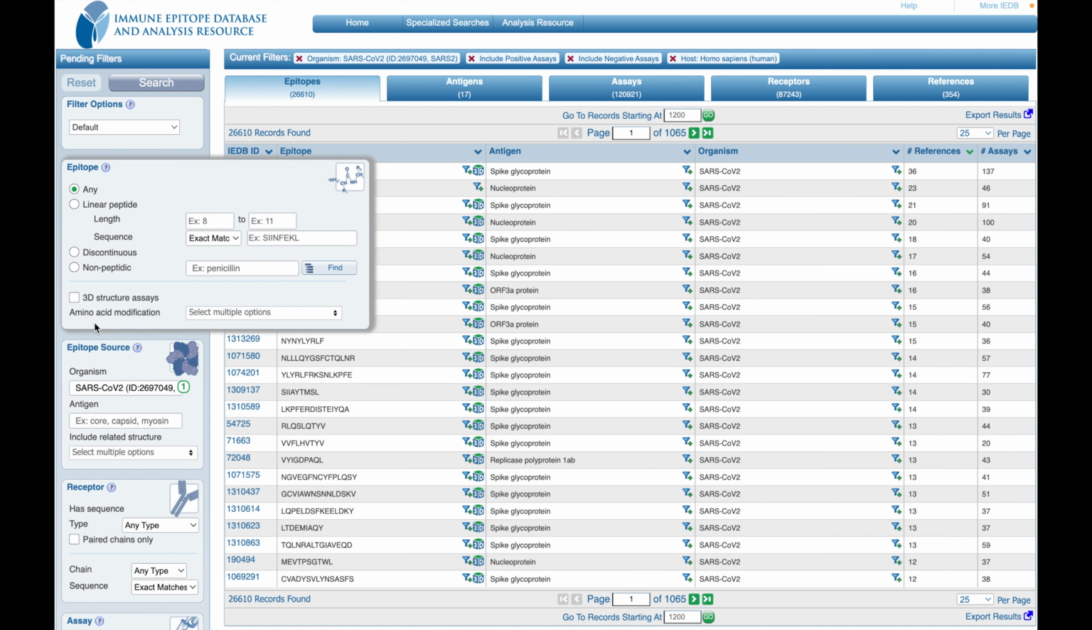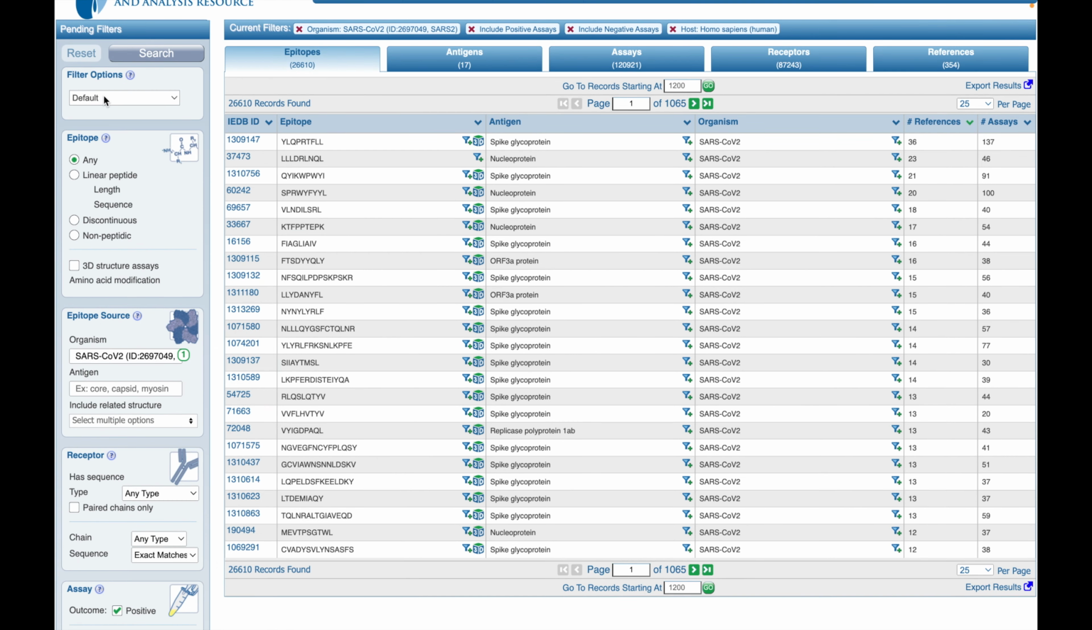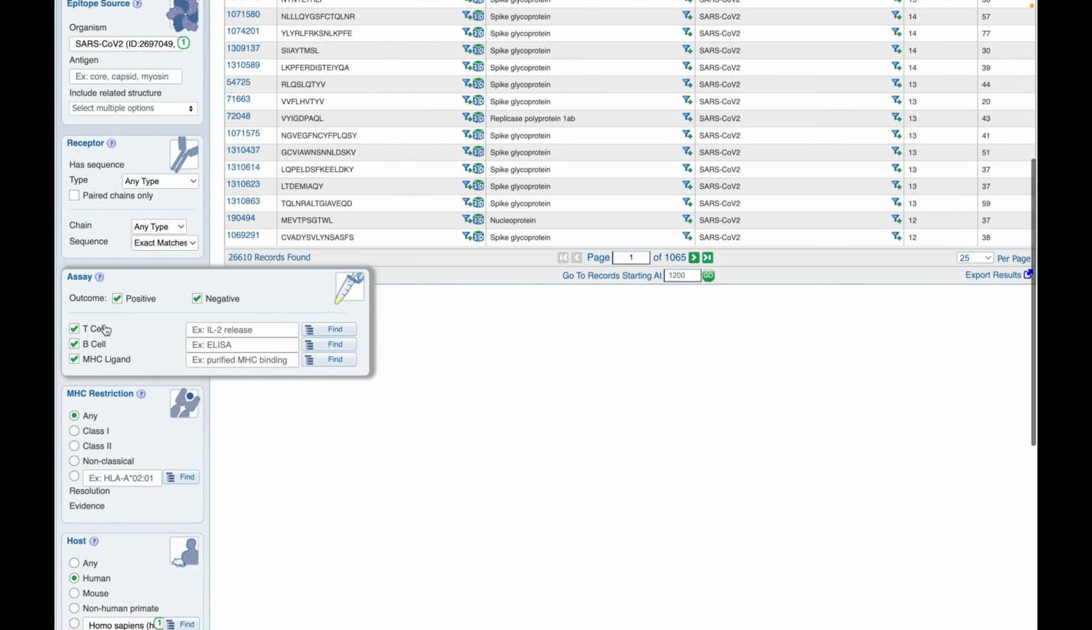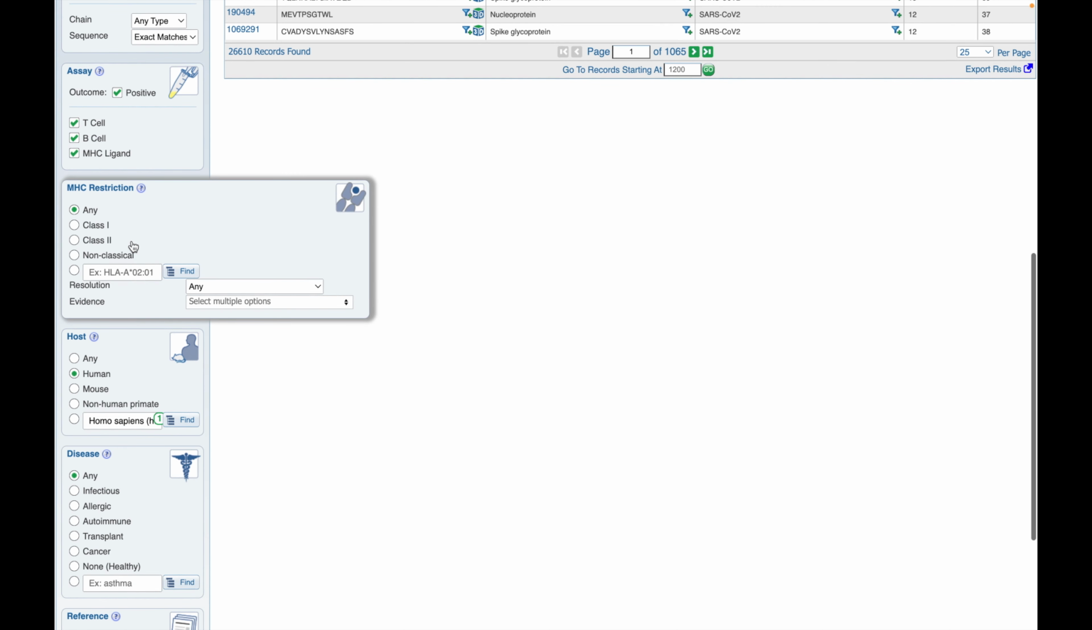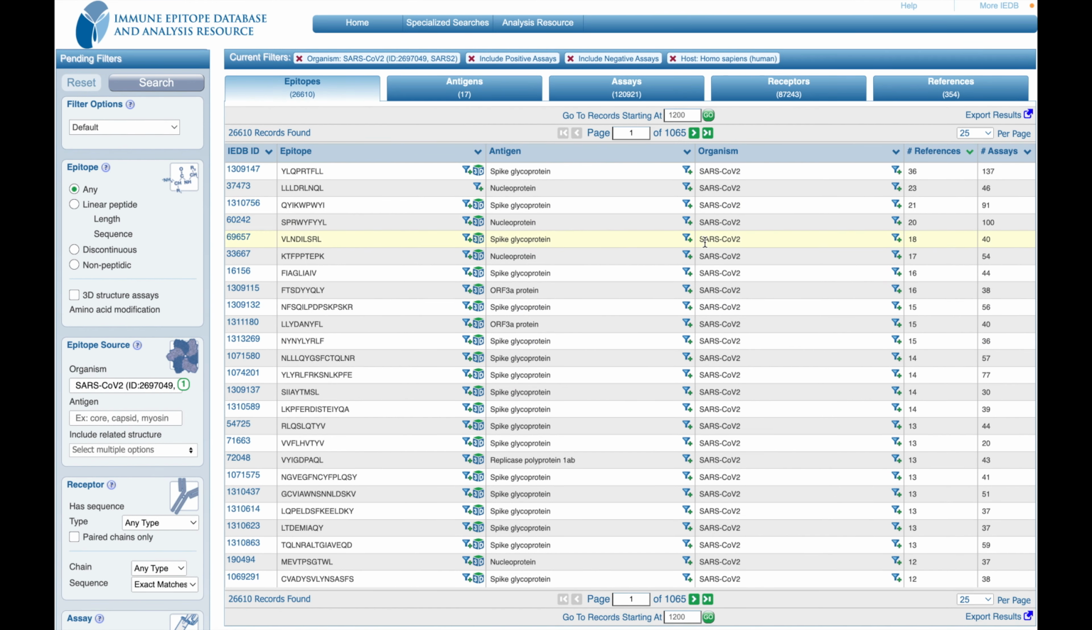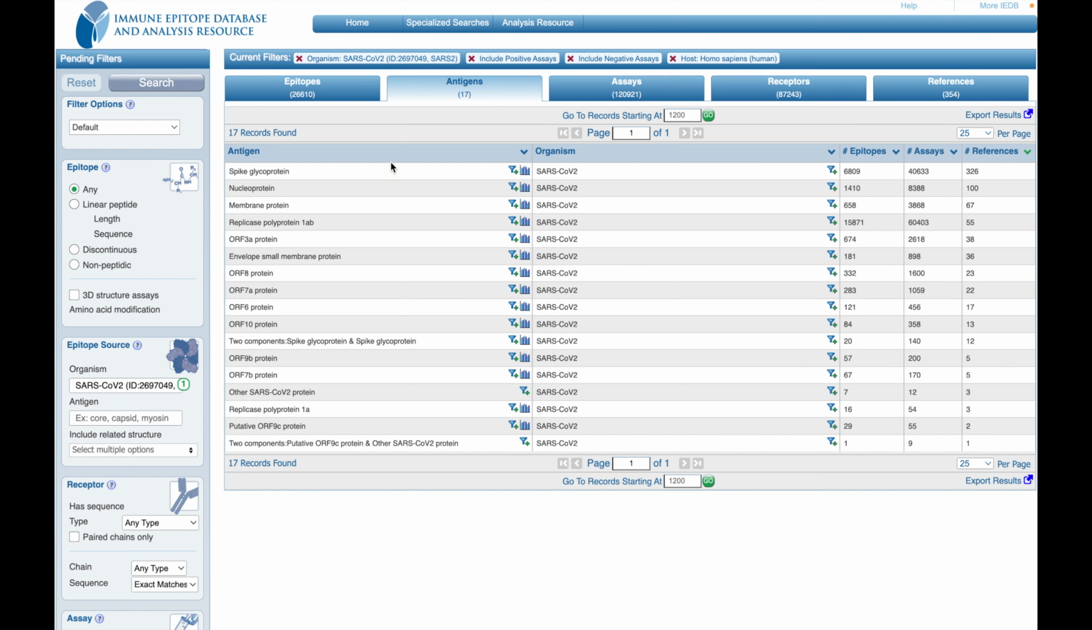This is what we saw on the home page, and it's all here again. Filter options: epitope source, receptor, assay, and just make sure that the outcome is positive and negative again. And MHC restrictions, host, disease. And now here, what we see that is new, we have these tabs which talk about the epitopes. This is the epitope, the classification of each one, the antigen, organism, and there are references and assays. And then we have antigens, there is a list of them.